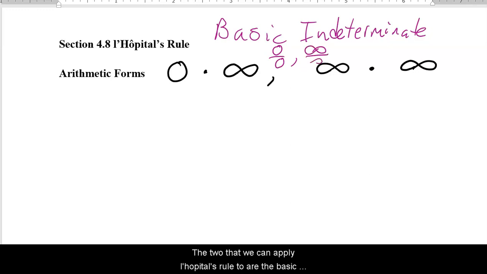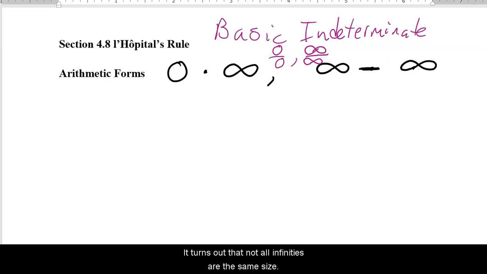The two that we can apply L'Hopital's rule to are the basic forms 0 over 0 and infinity over infinity. In this video, we're going to look at two new forms in black, 0 times infinity and infinity minus infinity. I need to make that a little bit longer of a minus sign. The problem with 0 times infinity and infinity minus infinity is we have a basic tug-of-war going on.